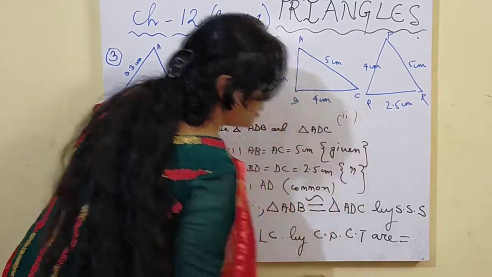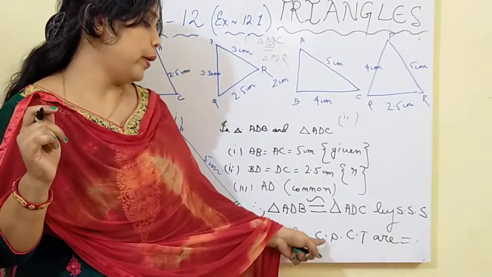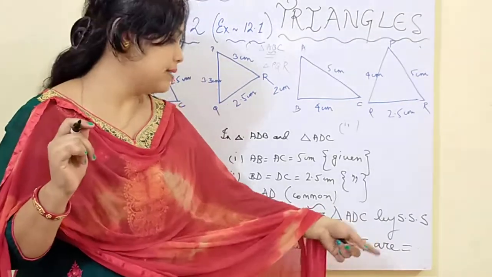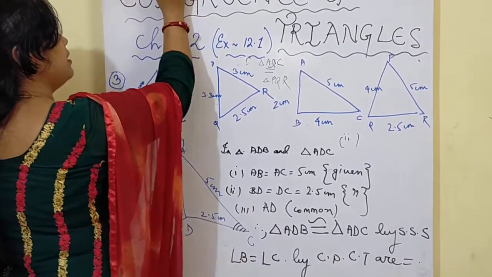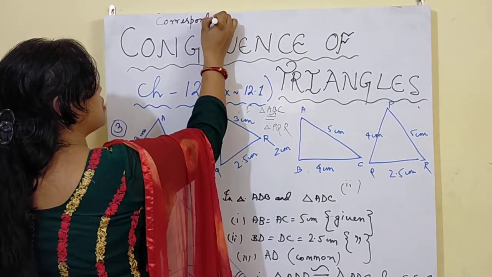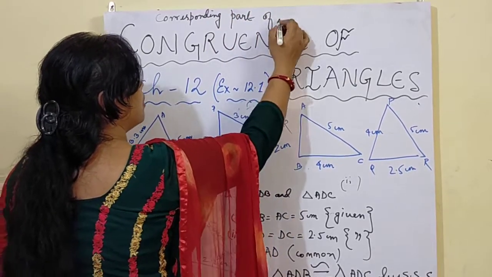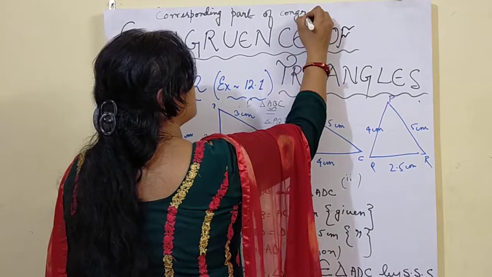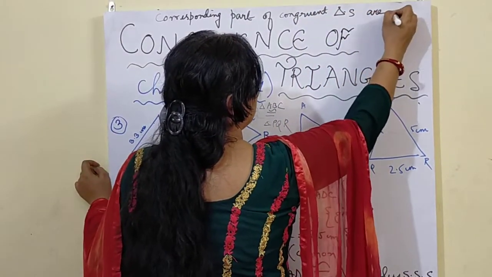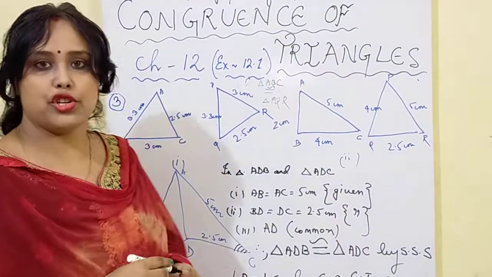Once again I say, children, angle B is equal to angle C because corresponding parts of congruent triangles are equal. CPCT means corresponding parts of congruent triangles are equal. Now this is your fourth sum. Let's proceed to question number 5.